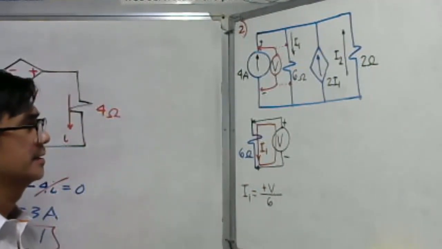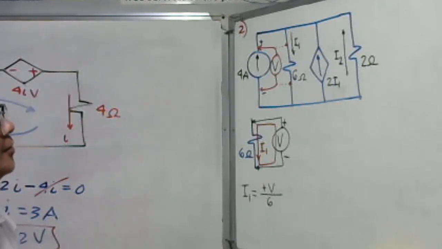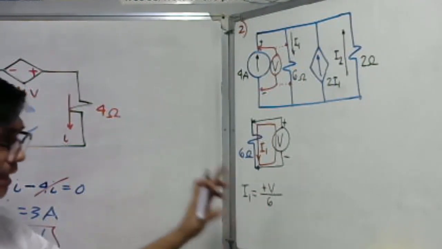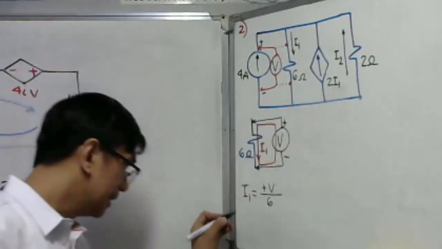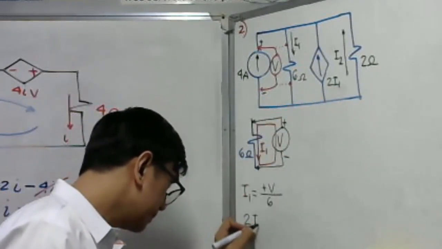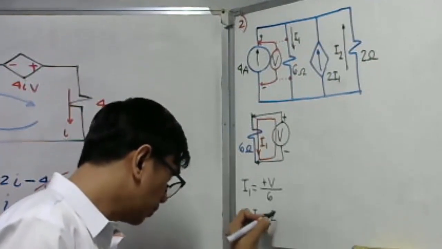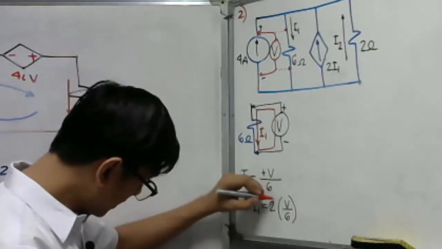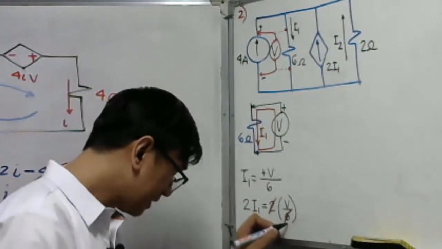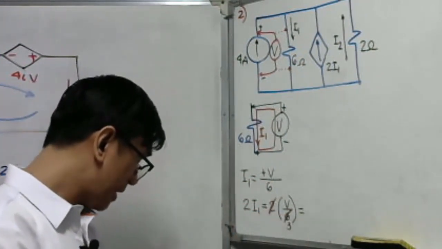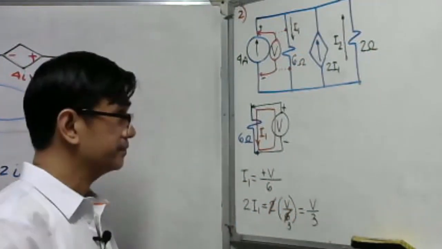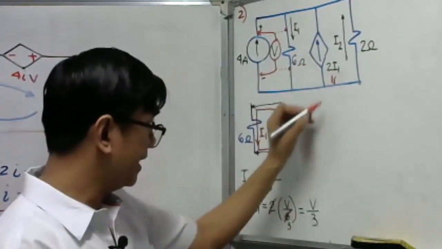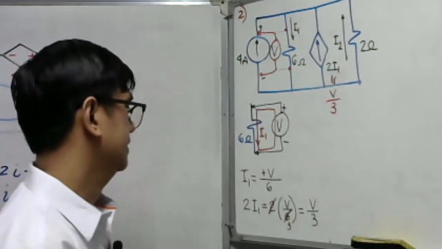What do we have here? Remember that I1 here is our V over 6. Our current source here is 2 I sub 1. Let us replace it, multiplied by V over 6. That will just become V over 3, isn't it? This may be replaced by simply V over 3, because of this equation.